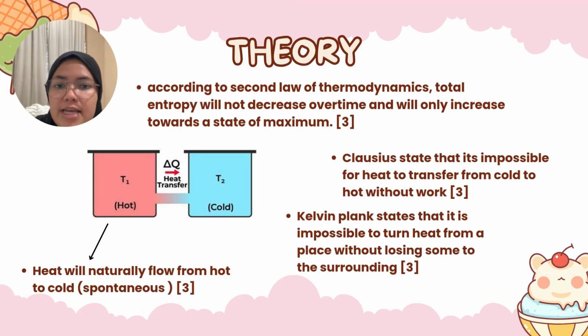And according to the second law of thermodynamics, total entropy will not decrease over time and only increases towards a state of maximum. Clausius states that it is impossible for heat to transfer from cold to hot without work, and Kelvin-Planck states that it is impossible to turn heat from a place into work without losing some to the surroundings. From the diagram, we can see that heat will naturally flow from hot to cold spontaneously.